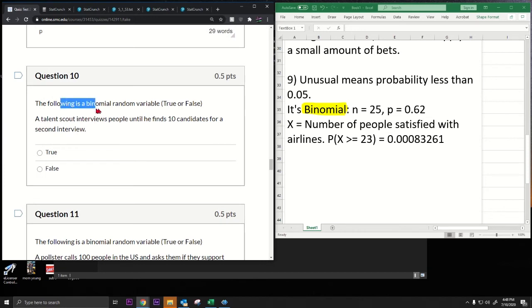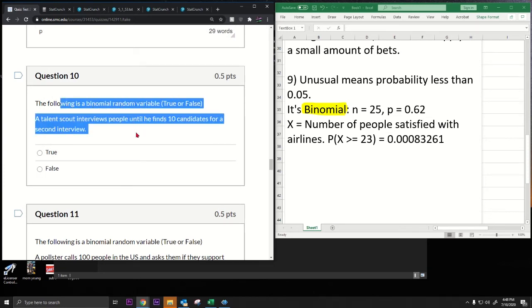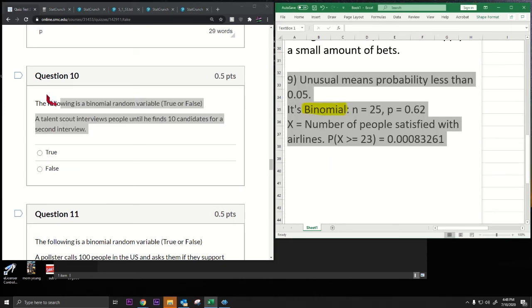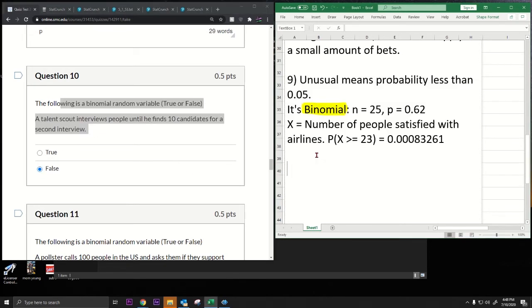Number 10, the following is a binomial random variable, true or false. A talent scout interviews people until he finds 10 candidates for a second interview. We're going to say true or false. The following is a binomial random variable. No, it is not binomial. We're going to say why right here. On the test, you don't have to say why. I'm just going to write it for you guys.